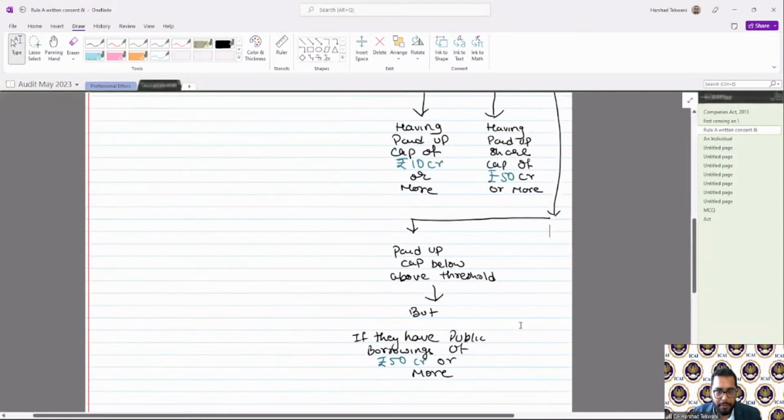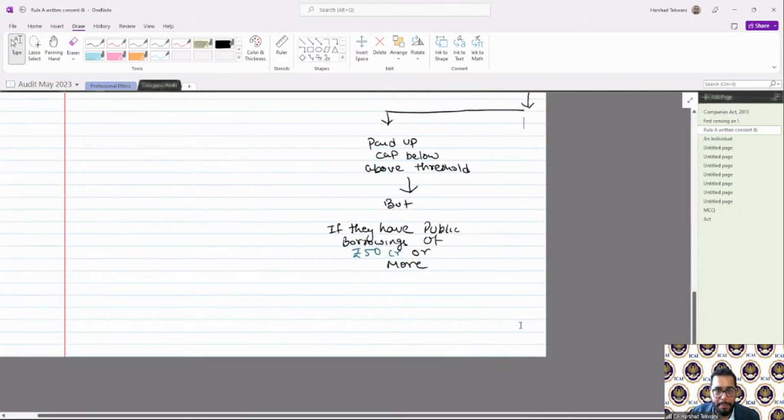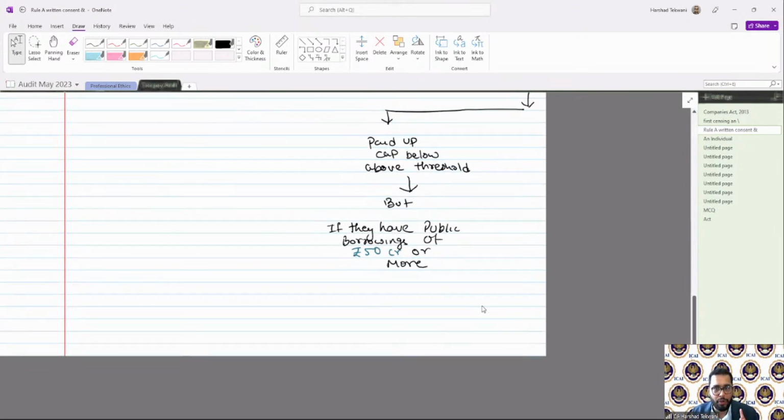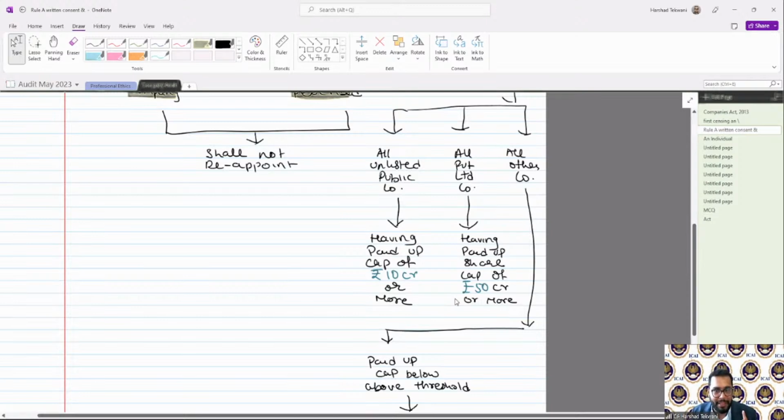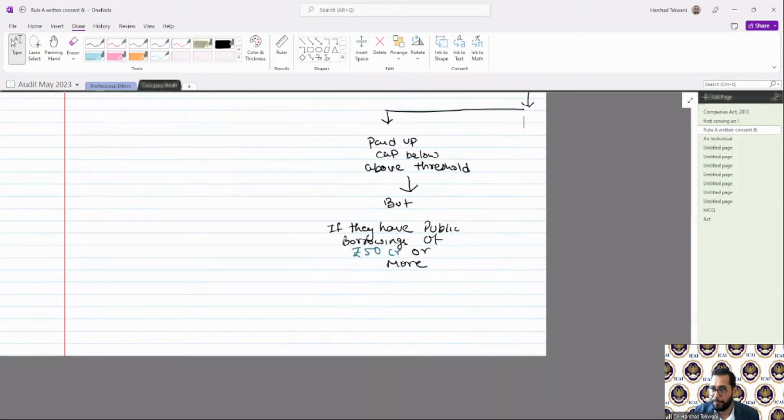So there are three categories of companies: unlisted public companies having paid up capital of 10 crore or more, all private companies having paid up share capital of 50 crore or more, and all other companies having paid up share capital below the threshold of these two, 10 and 50 crore, but having public borrowings of 50 crore or more.